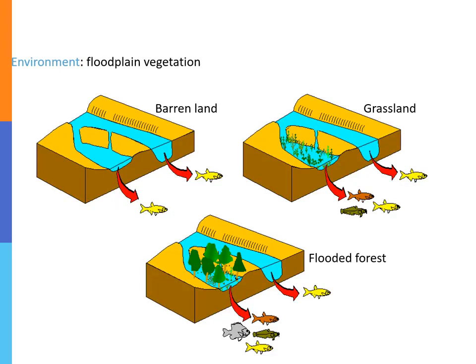Another important element in terms of environment is the floodplain vegetation. When the flooded forest is intact, it is a habitat for multiple species and a more intense production, fish production resulting from a higher original primary production. But when the vegetation is less developed, in the case of a grassland, you have fewer species and less abundance. And if there is no vegetation, in the case of barren land, then you have no more habitats for fish, no food for fish, and much less production and much less biodiversity.